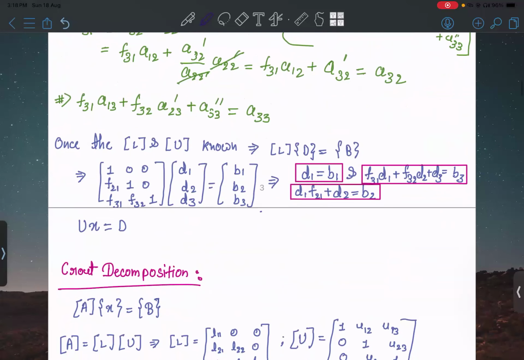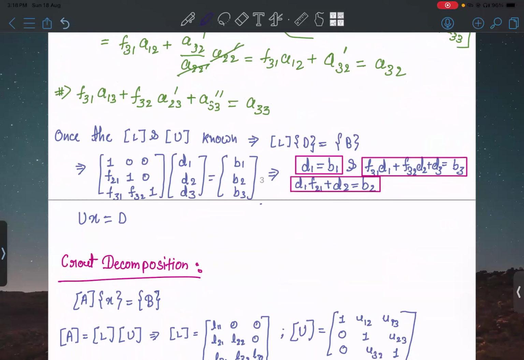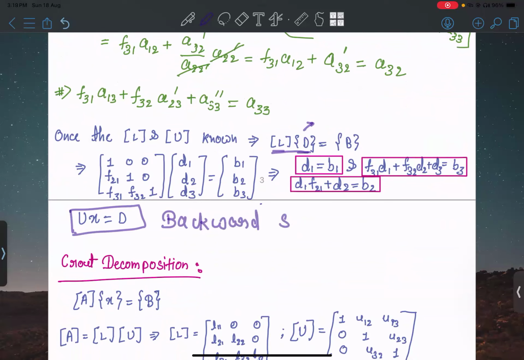So once L and U are known, you know the procedure to solve it. Simply take L, take some arbitrary D, then write L multiplied by D equal to B and solve this for D. Once you get the value of D by simply doing the forward substitution method, then you can solve the problem Ux equals D very easily by using backward or back substitution.